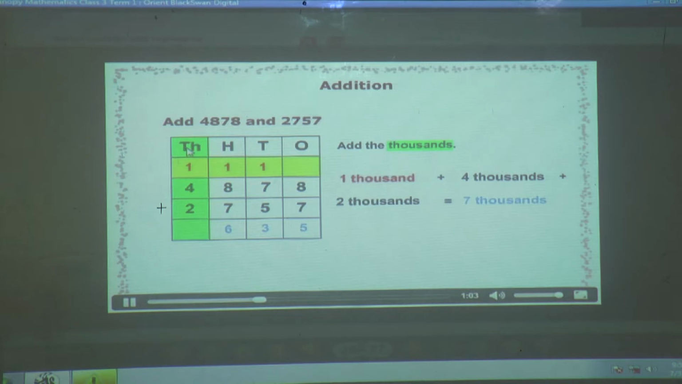Now we will add the thousands place digit. Now here 1000 plus 4000 plus 2000 is equal to 7000. So this 7 will come at the thousands place. So in this way we got the answer 7635. Okay.